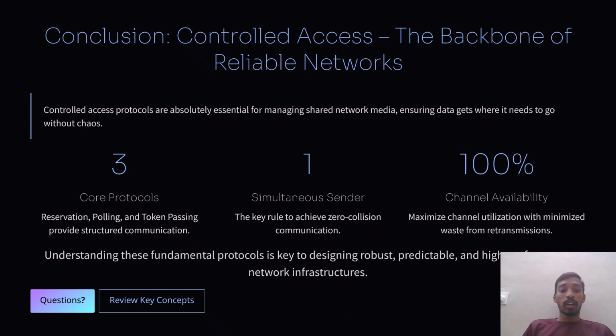The core protocols are reservation, polling and token passing, which provide structured communication. Understanding these fundamental protocols is essential in designing controlled access as the backbone of a reliable network. These are the conclusions: predictable, high-performance network infrastructure, core protocols, and channel reliability.